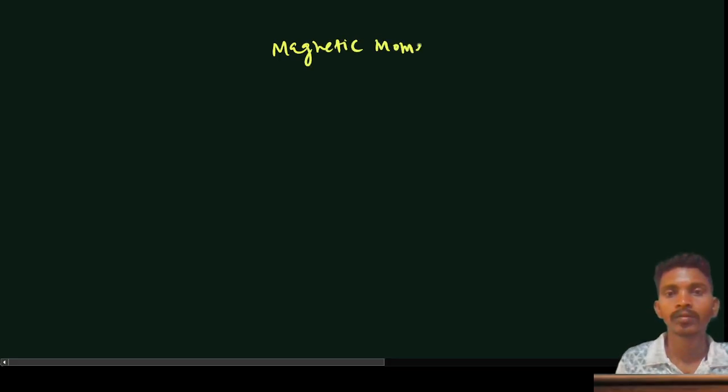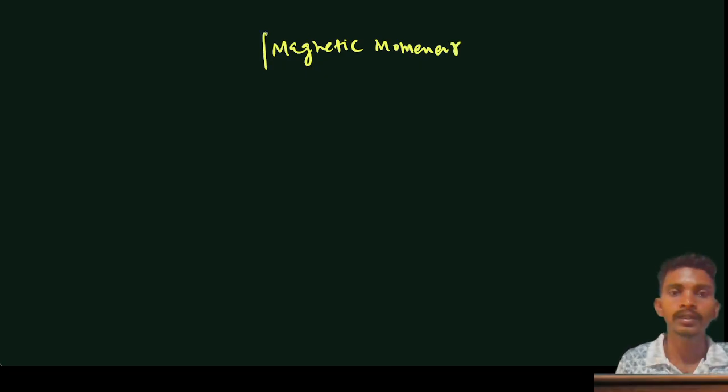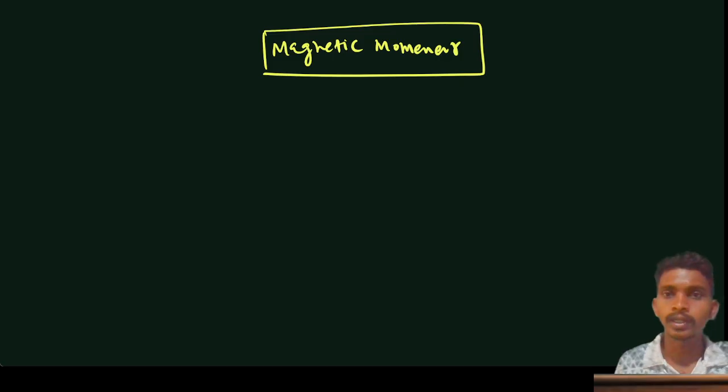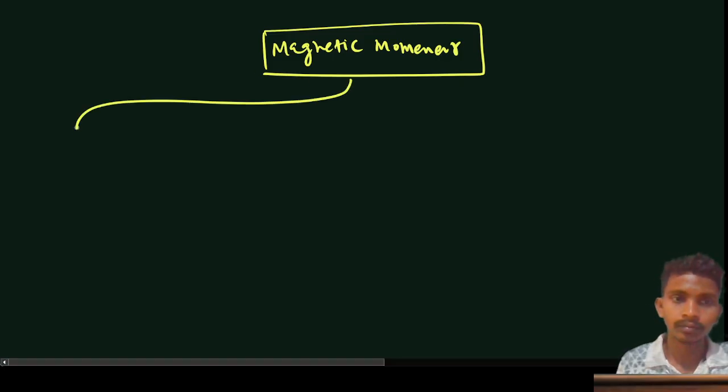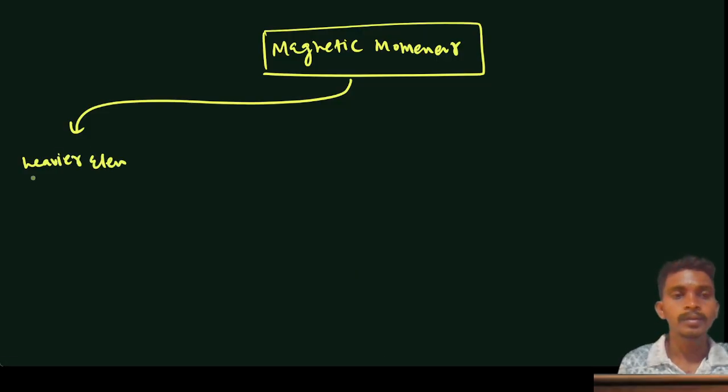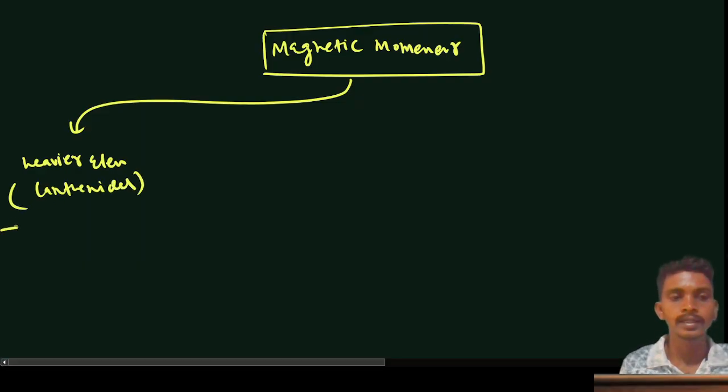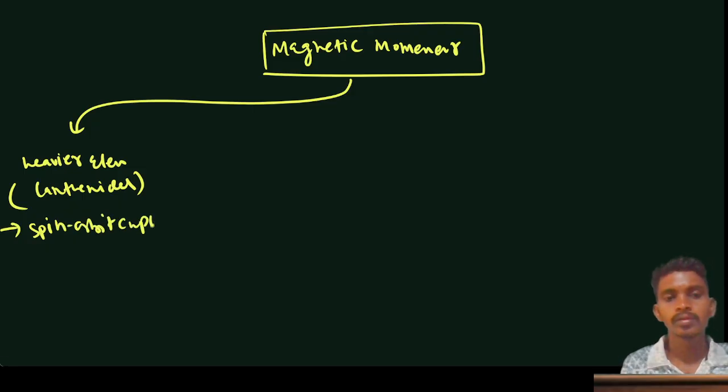Okay, magnetic moments. So that is 3 cases you will calculate. One is for heavier elements, that is lanthanides, the lanthanide case, where spin orbit coupling is considered.